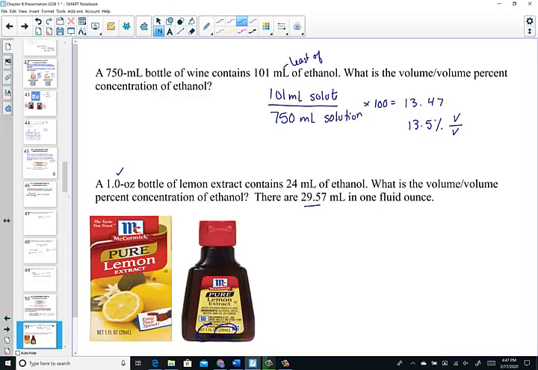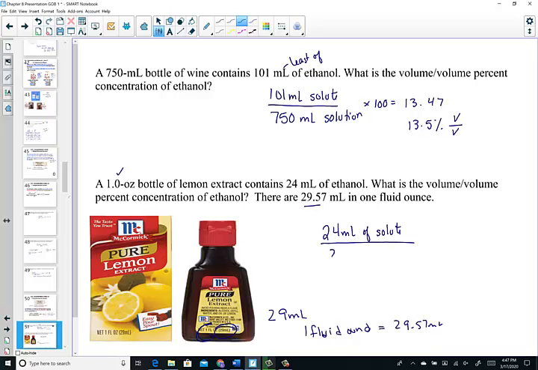Do you see how they rounded? On the label it says 29 mL. But 1 fluid ounce, that's supposed to be a U, is equivalent to 29.57 mL. So let's use that more accurate description. So we have an active ingredient, ethanol, 24 mL. That's drinking alcohol. Did you know that lemon extract had so much alcohol in it? My goodness.